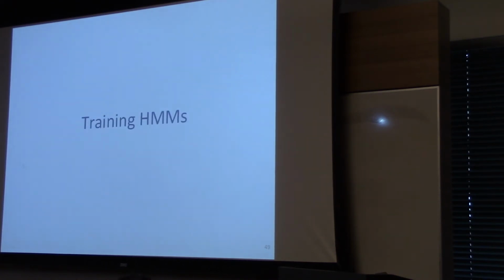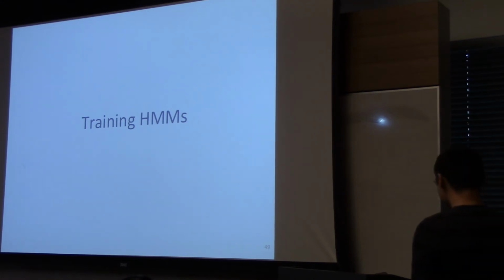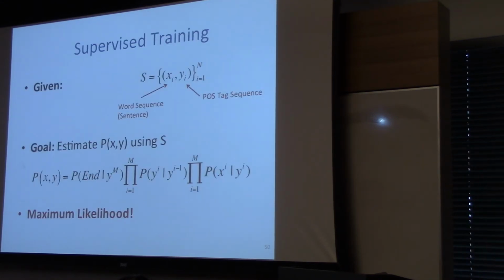Okay, let's talk about training HMMs. First, let's consider supervised training. What you're given is a training set of x, y pairs. Here x is a word sequence, and y you can think of as a part of speech tag sequence, although I'm going to treat them pretty generically. So the goal is to learn a model of the joint distribution, right? And again, we're going to do it using the principle of maximum likelihood. So simply choose the parameterization of this probability function that maximizes its probability on the training set.